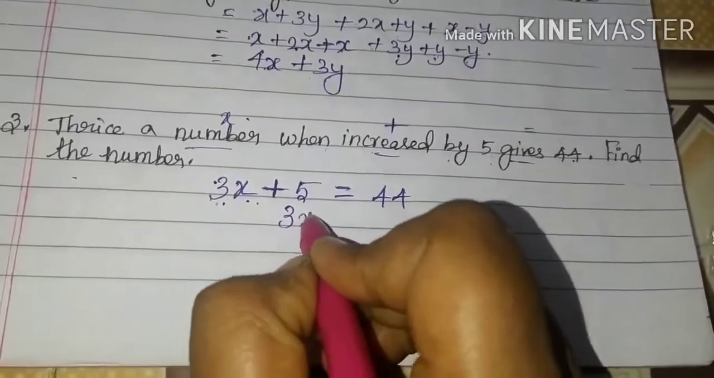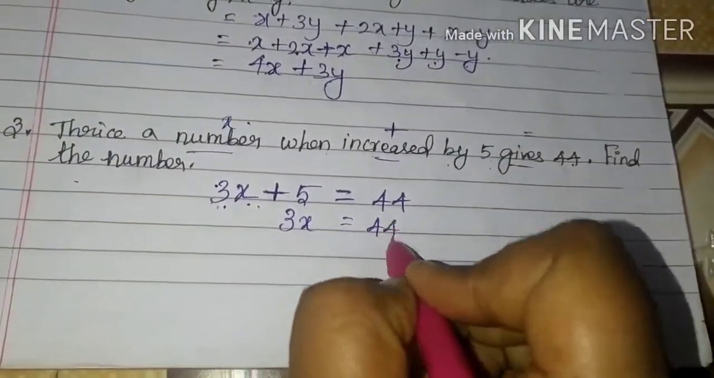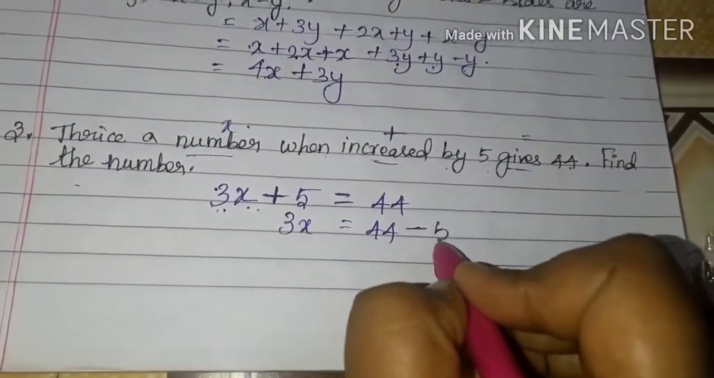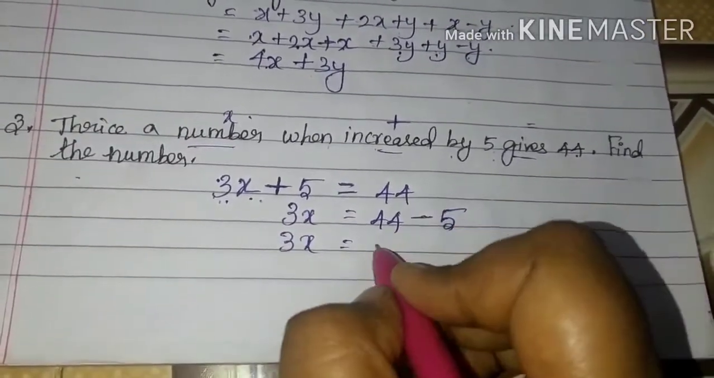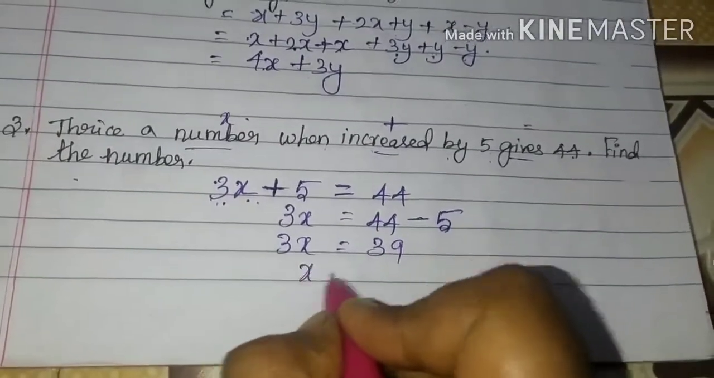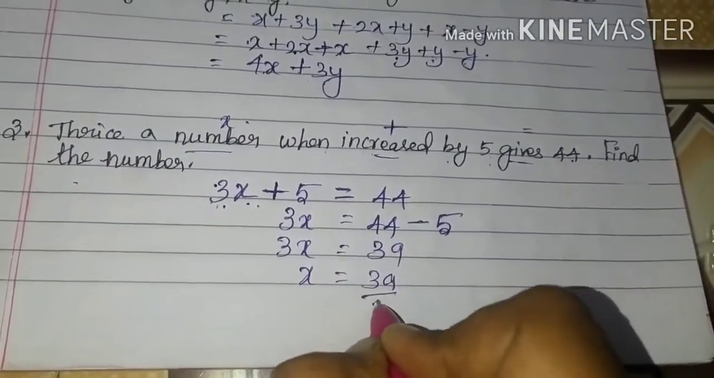So very much simple children. So 3x equal to 44. This plus 5 this side comes means minus 5. So 3x equal to 44 minus 5 is 39. So x equal to 39 divided by 3.